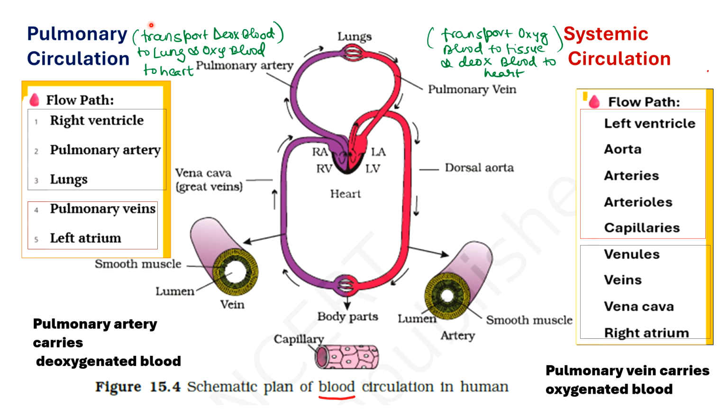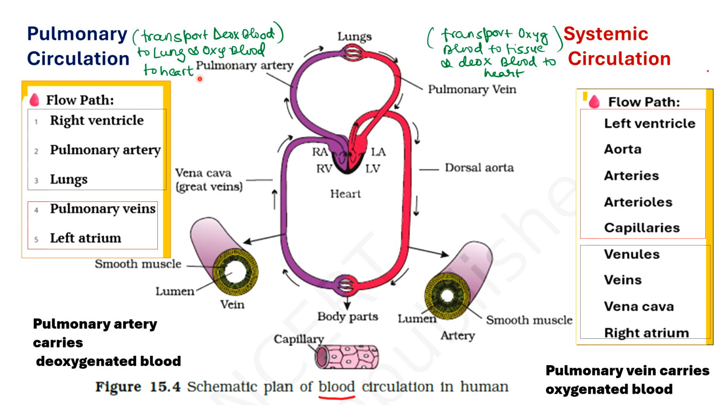Let us come to pulmonary circulation. Now, the purpose of pulmonary circulation is to transport the deoxygenated blood to the lungs where the gaseous exchange will take place and oxygenated blood will be pumped back to the heart. So, it involves only the heart and the lungs. It is a short pathway.